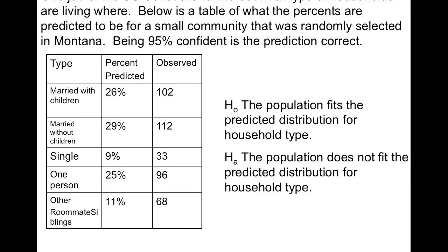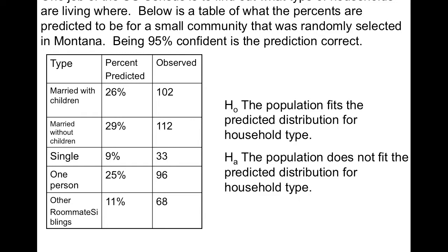The population fits the predicted distribution for household types. The alternative, again, is just saying that it does not fit the distribution. The population does not fit the predicted distribution for household types. And what it's saying is that at least one of those categories does not fit. At least one of those percentages does not match what we are predicting it's going to be.